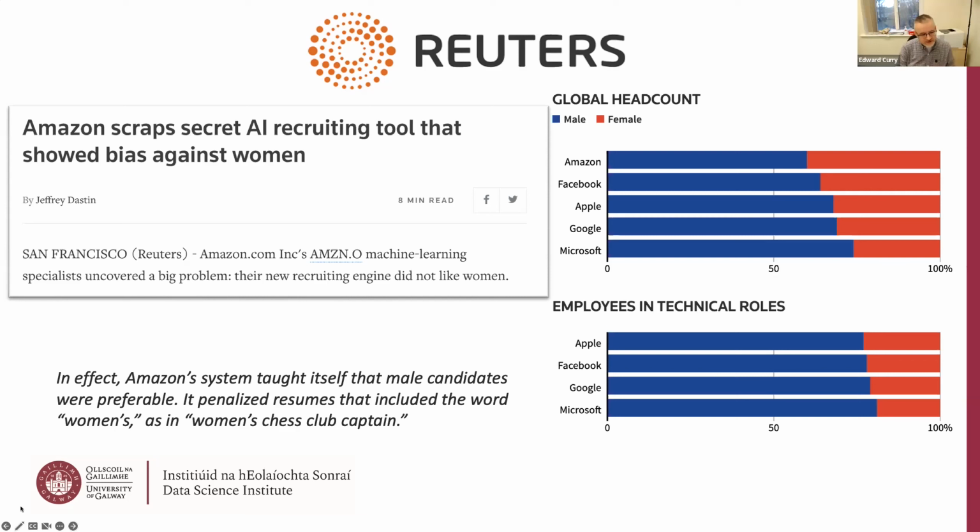Now, Amazon never claimed to actually use this in any hiring decisions. It was kind of like a research project, but it does show the danger of trusting an AI to make a decision when the underlying data and the assumptions of that underlying data have flaws in it. So this is quite interesting.